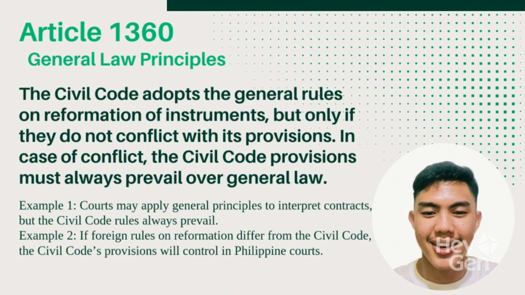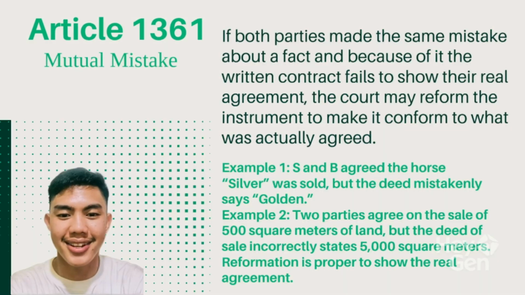Example 1. Courts may apply general principles to interpret contracts, but the Civil Code rules always prevail. Example 2. If foreign rules on reformation differ from the Civil Code, the Civil Code's provisions will control in Philippine courts. Article 1361, Mutual Mistake.